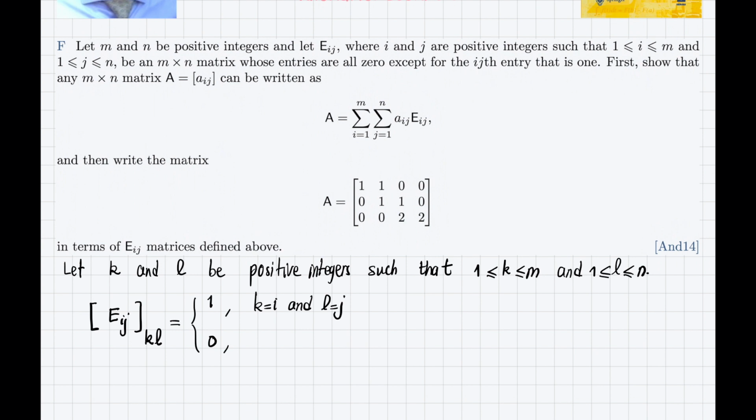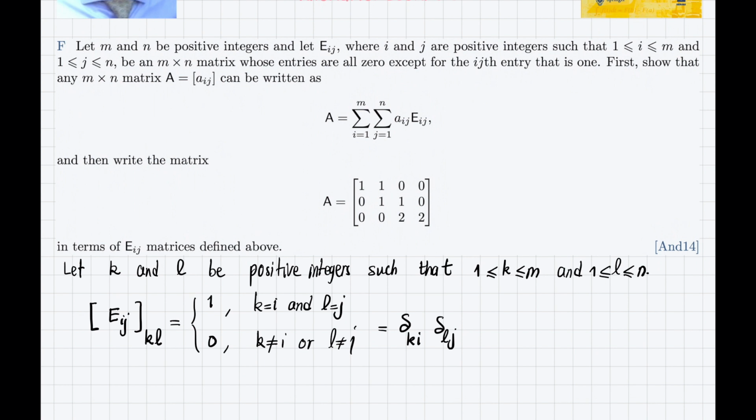Instead of otherwise, I would write k is not equal to i, or l is not equal to j. So this is the definition of the matrix, and it is clear from the definition of these E matrices. But I can write this in a very compact form using the Kronecker delta: I can write it as delta_ki multiplied by delta_lj.